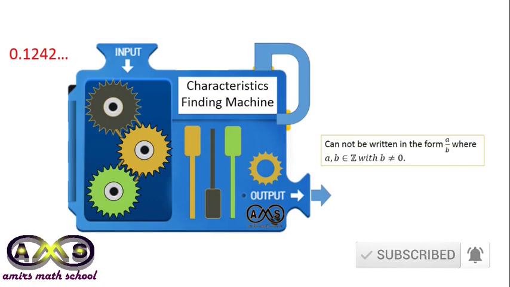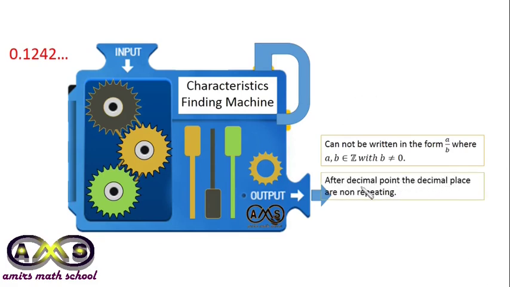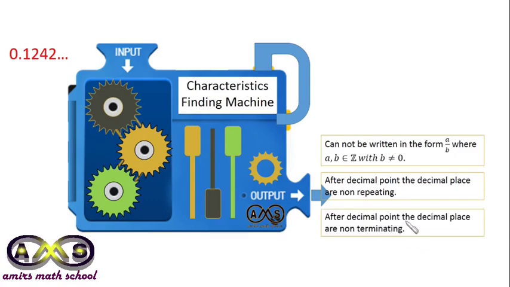The first output is: cannot be written in the form a by b, where a, b belong to Z, that is integer numbers, with b not equal to 0. That is, the given number cannot be expressed as an integer fraction. After the decimal point, the decimal places are non-repeating. You see here 1, 2, 4, 2. This one is non-repeating. And after the decimal point, the decimal places are non-terminating. These three dots indicate that the decimal places are non-terminating. So we can conclude that the given number is a non-terminating, non-repeating decimal.